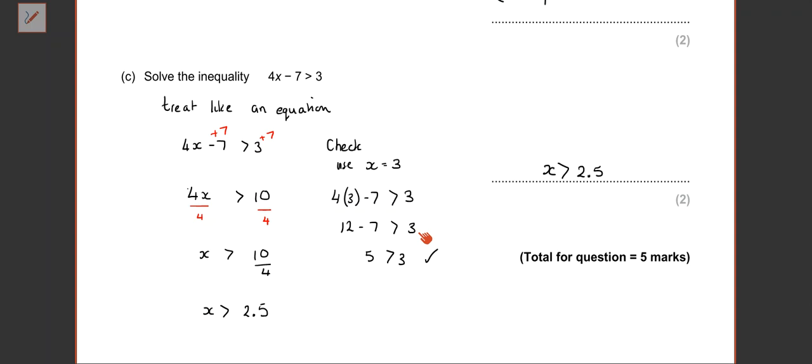So with this one, there is 1 mark for getting 2.5 or equivalent, 5 over 2, 10 over 4. Okay, 1 mark for getting that number right. And then there's another mark for doing the x is greater than that number. So if you wrote down x equals 2.5, you only get 1 mark. So you get the second mark for saying x has to be greater than 2.5. If you did it the wrong way round and said x is less than 2.5, you get 1 mark. Alright?